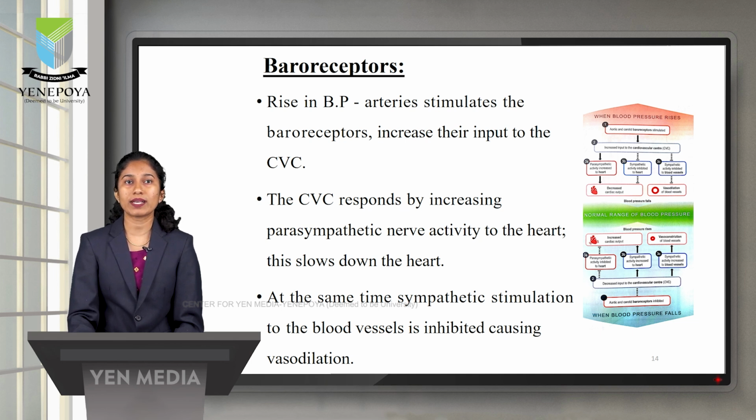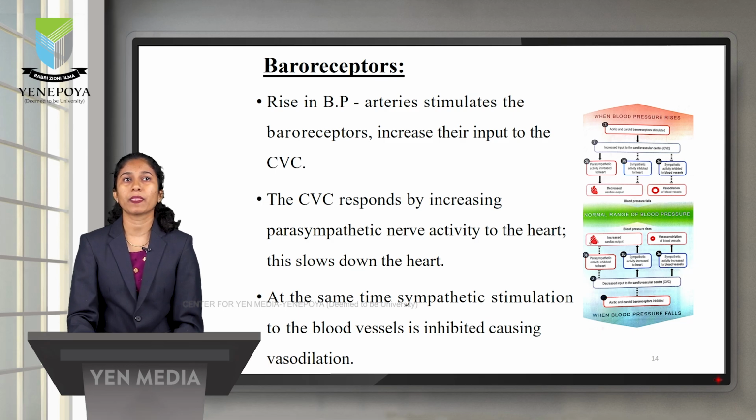center. Cardiovascular center responds by increasing the parasympathetic nerve activity to the heart. This slows down the heart. At the same time, the sympathetic stimulation of blood vessel is inhibited. This leads to vasodilation. As a result, the blood pressure falls and the raised BP comes back to normal.